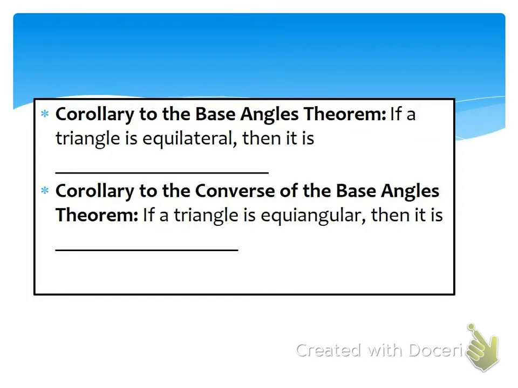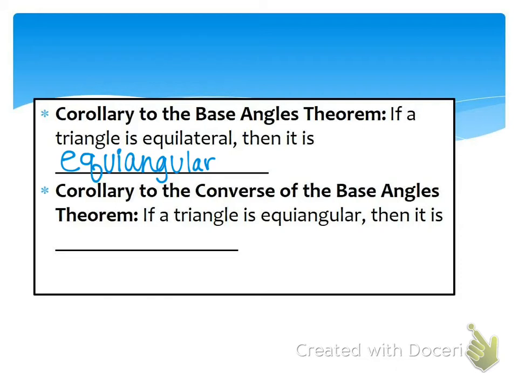Next up would be a couple corollaries that we have to the base angles theorem. Remember, a corollary is something that can be proven or shown easily given that theorem. So, given the base angles theorem, it would be easy for us to show that if a triangle is equilateral, then it is equiangular. Again, we might have already talked about that a little bit. If all the sides are congruent, then all of the angles are congruent.